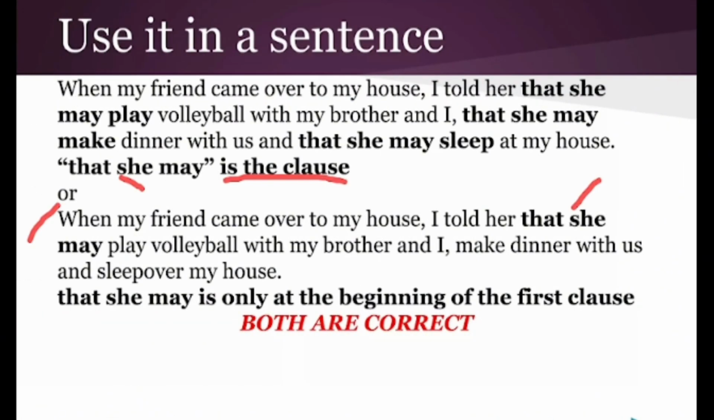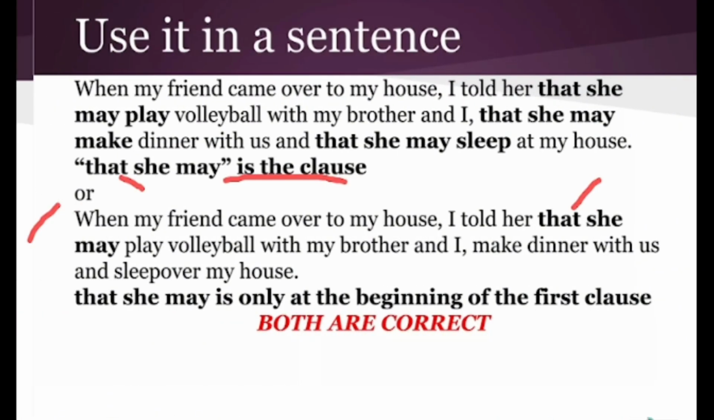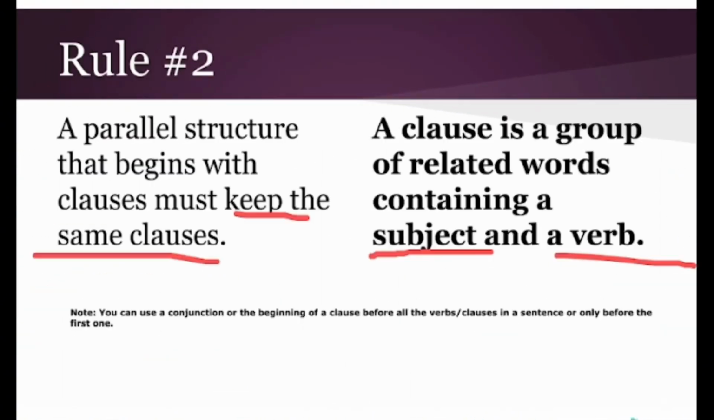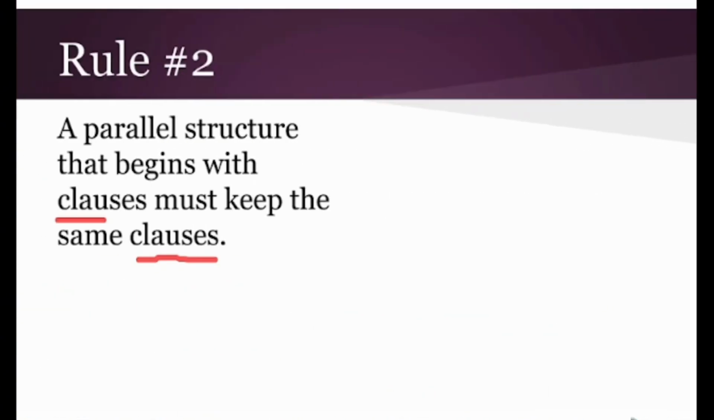So, we saw two rules. What did rule one say? We need to use conjunction. And rule 2 said the parallel structure must also have clauses. That means subject and verb.